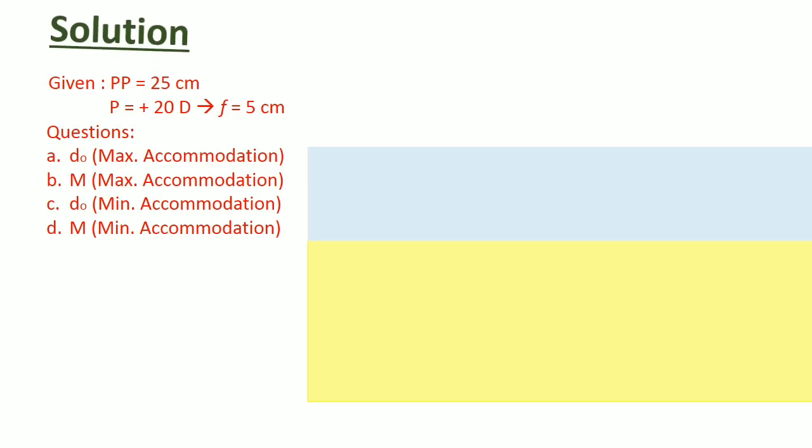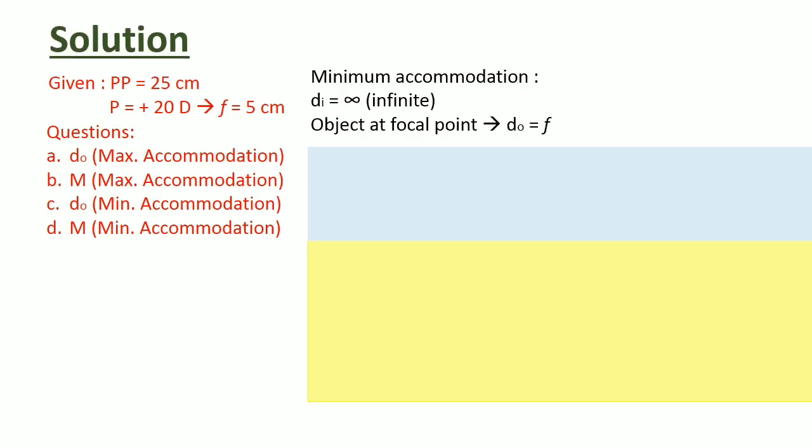Okay, now we will answer C and D. For C and D, the observation is with minimum accommodation. So the image will be formed at infinity, so DI will be infinite, and the object must be put at the focal point, so DO will be equal to f. So answering C is quite easy because the object must be put at its focal length. So DO will be equal to f, so DO equal to 5 centimeter.